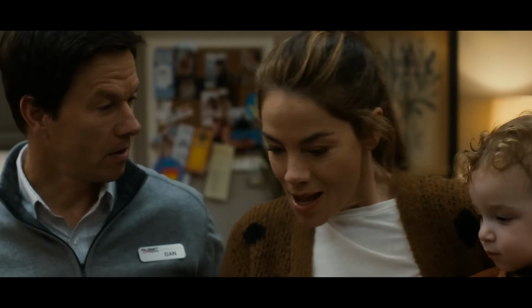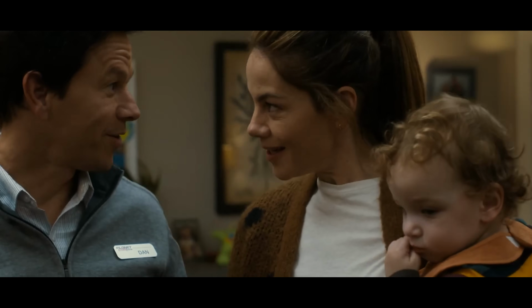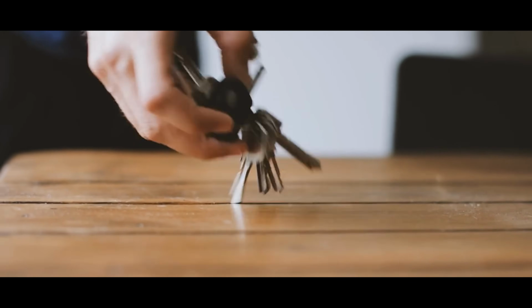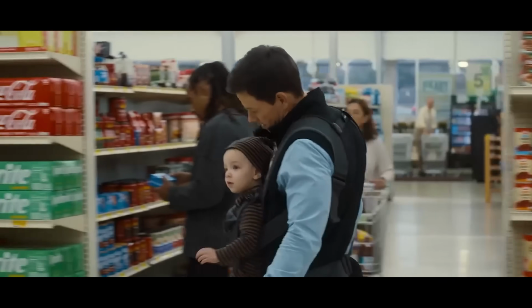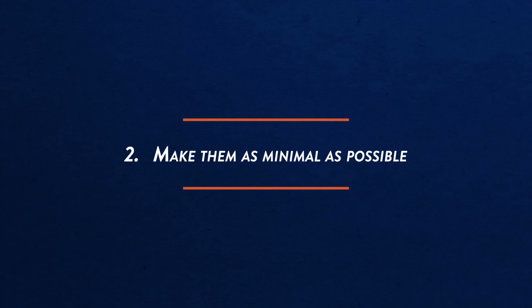If your character is at home and they need to be at the grocery scene for the next scene, just show them grabbing their keys, and then the next scene, suddenly, they're at the grocery store. You don't have to have them driving to the grocery store unless something happens during that transit. The second thing that you can do with transitions is make them as minimal as possible.